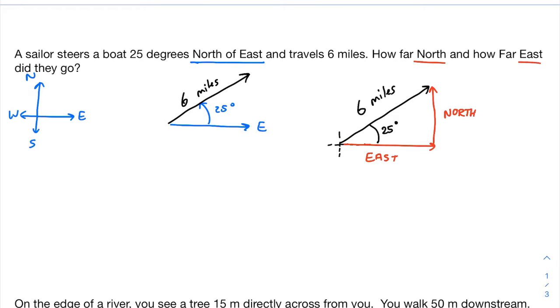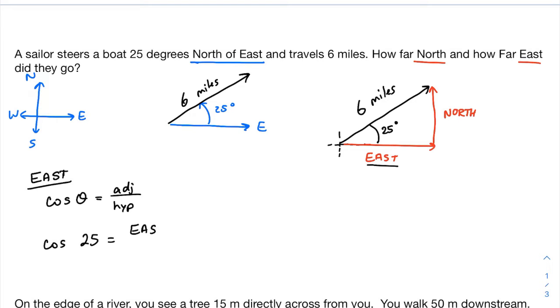Okay, so in terms of using my SOHCAHTOA relationship, if I'm trying to figure out the east portion of this journey, east is adjacent to that angle. So I'm looking for the adjacent side. I've got the hypotenuse and I've got the angle. So the trig function that has adjacent and the hypotenuse is cosine. Remember, cosine of an angle is equal to adjacent over the hypotenuse. So cosine of 25 is going to equal this east side that I'm looking for, my unknown, over the hypotenuse value of 6.